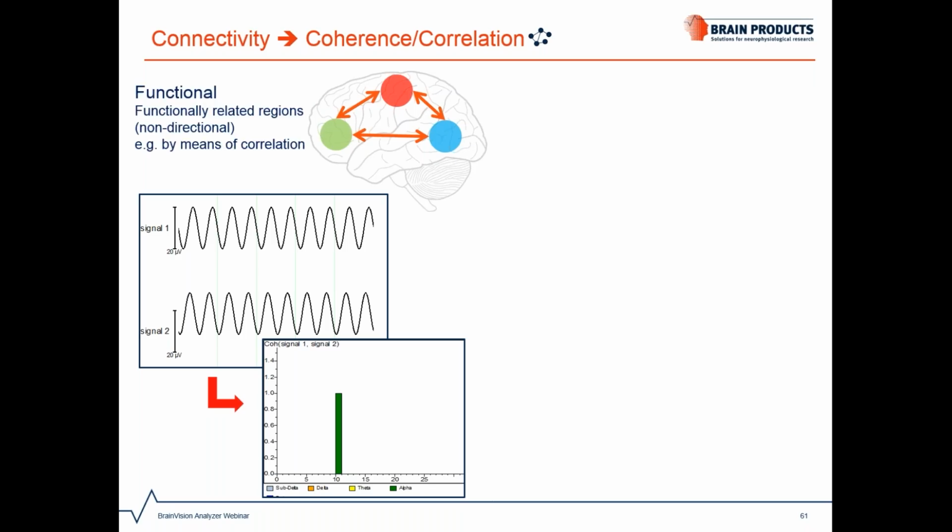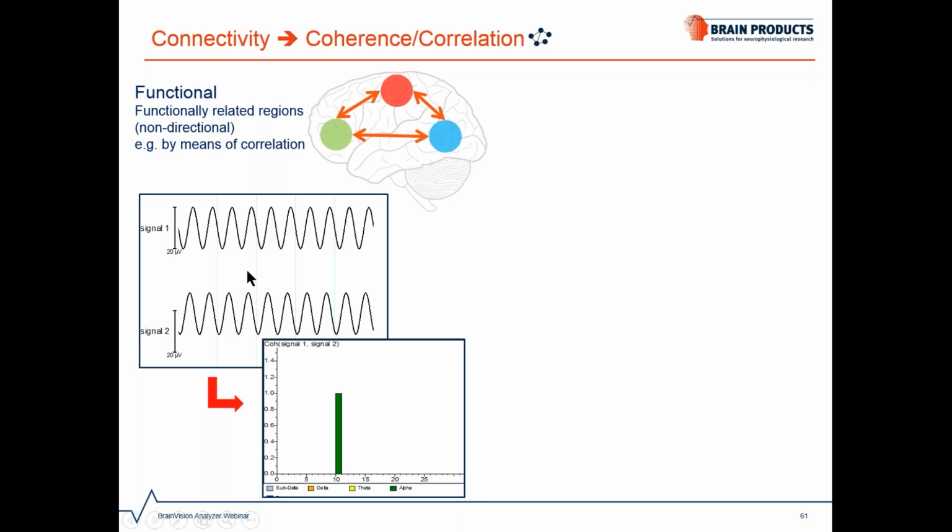As illustrated here, functional connectivity describes functionally related regions. It is said to be non-directional because we can say which signals are related to each other, but not which signal influences the other one. This is possible with effective connectivity, which aims to reveal the causal relations between the signals. In Analyzer, the functional connectivity measures coherence and correlation are implemented.